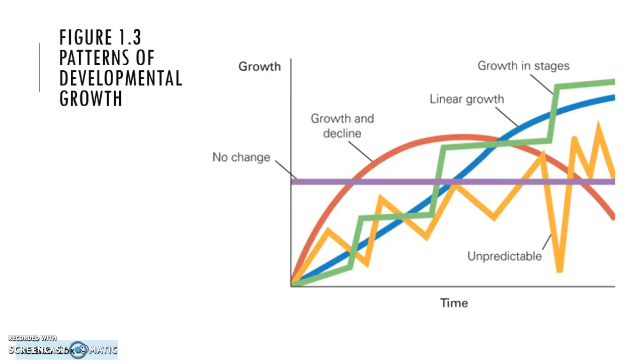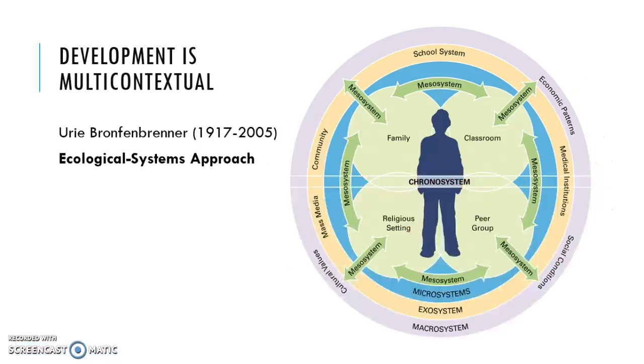Turn to page 20. If we think back to figure 1.3, we know patterns of growth are not linear. Plasticity refers to two aspects of development. Number one, our traits can be molded, yet we, number two, maintain a certain durability of identity. Change is possible. Let's talk about Bronfenbrenner's ecological systems approach, one of the theories you can use for your paper.